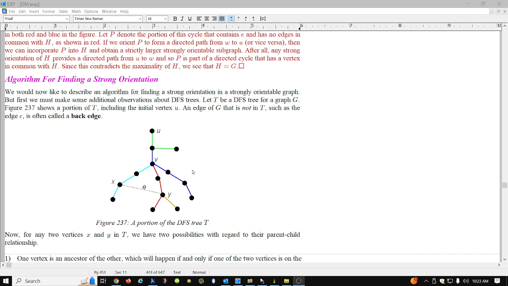Here is a portion of a depth-first search tree conducted on a graph G. It starts with the initial vertex. The green edges here form a maximal path. That would have been the first step, or at least one choice for the first step.